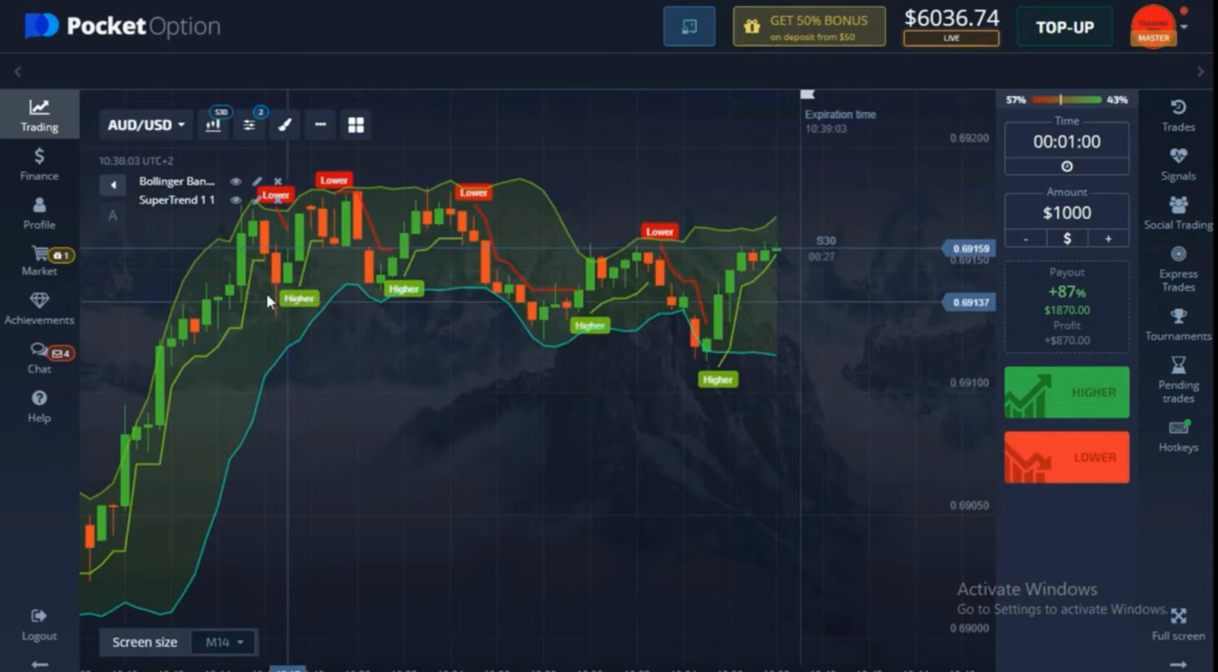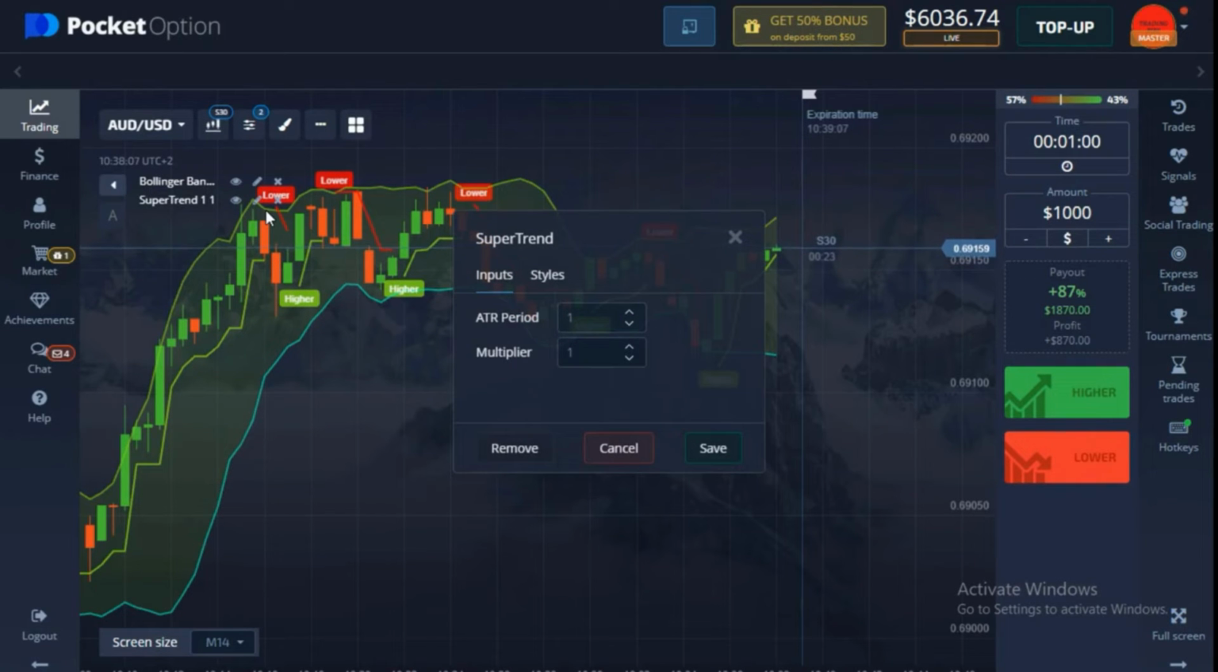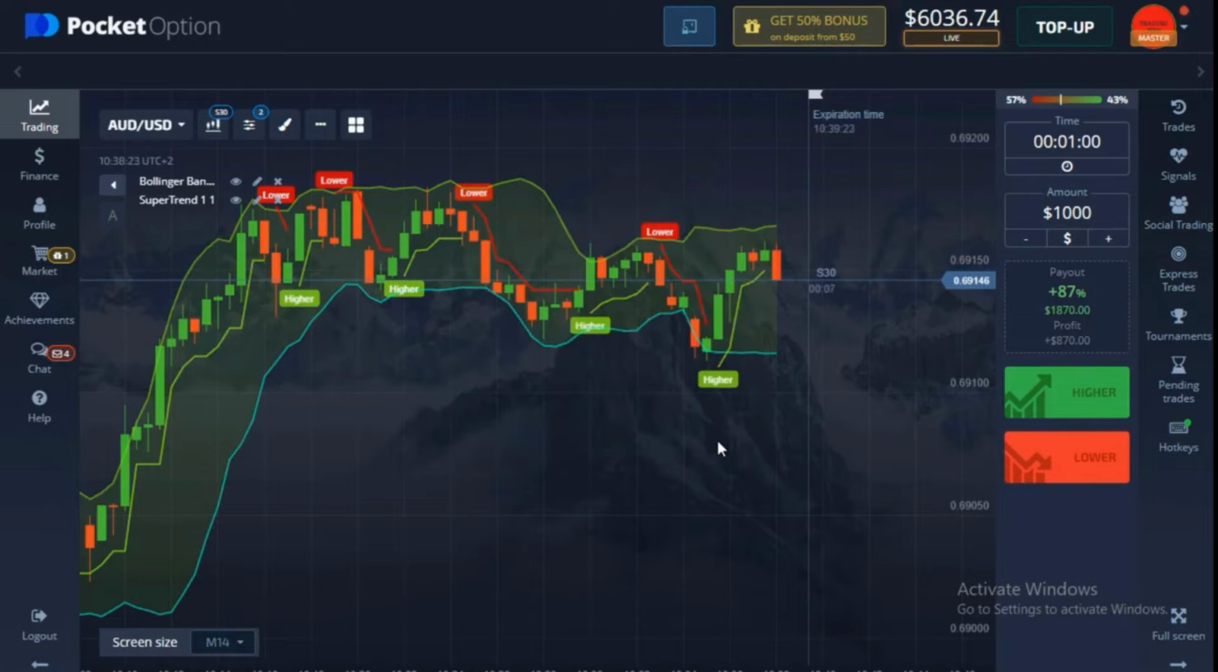The second indicator we're using is called Super Trend with the ATR period of 1 and the multiplier of 1, on the input part. You don't need to touch anything else here. The only setting you need to touch is the input. Just let the period be 1 and the multiplier should be 1 as well. When you're done, you hit save. This is pretty much all you have to set up. As you can see, it's a very easy setup.